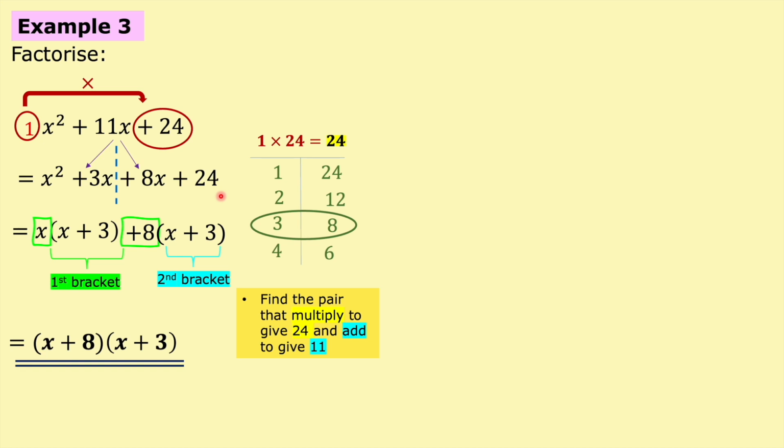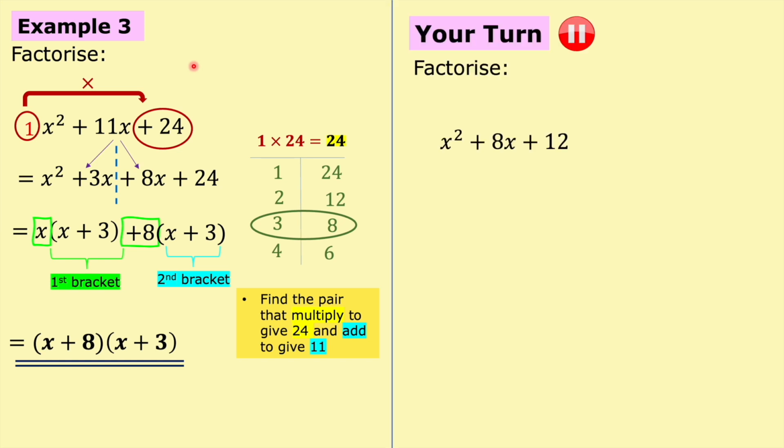So this example is all about the fact that there could be several factor pairs for the number that you're looking for, but you need to identify the pair that add together to give you this middle term. So with that in mind, can you pause the video here and factorise x squared plus 8x plus 12?